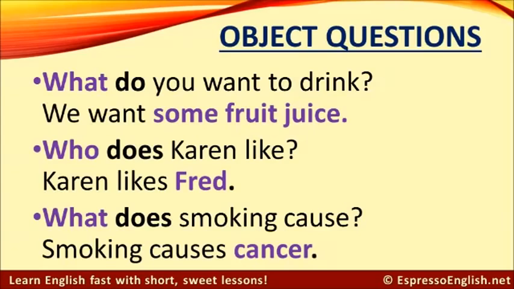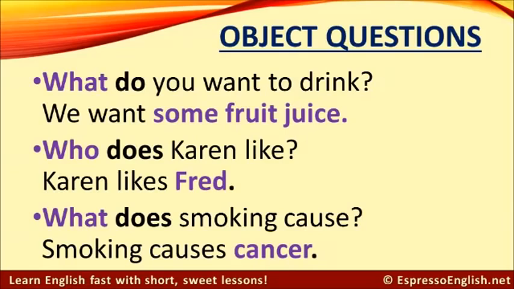We are asking about the object, fruit juice. Who does Karen like? Karen likes Fred. We are asking about the object of Karen's affection, Fred. This is an object question, so we use the auxiliary verb does.